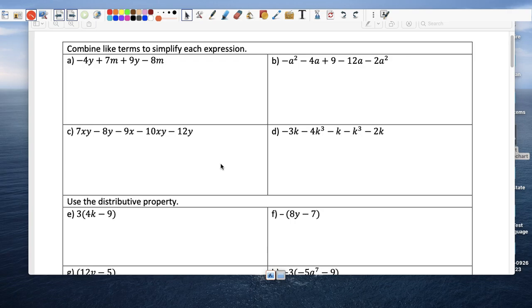Our assignment for tonight. Let's get on with it. So, first question. First few questions, 4 questions, just to review what we did yesterday, which was combining like terms, right? Making sure we combine the like terms.